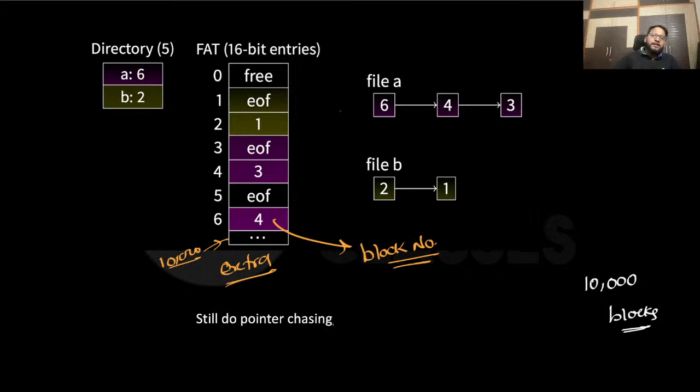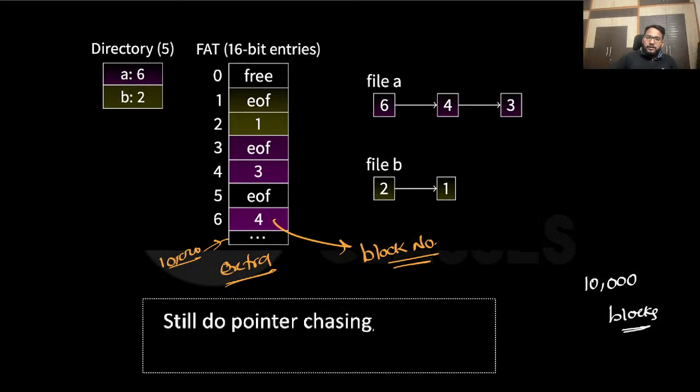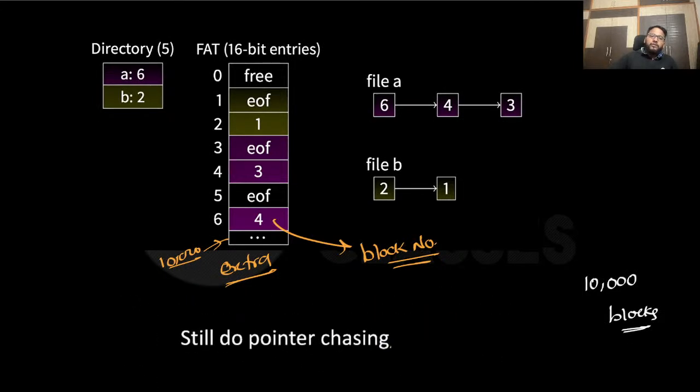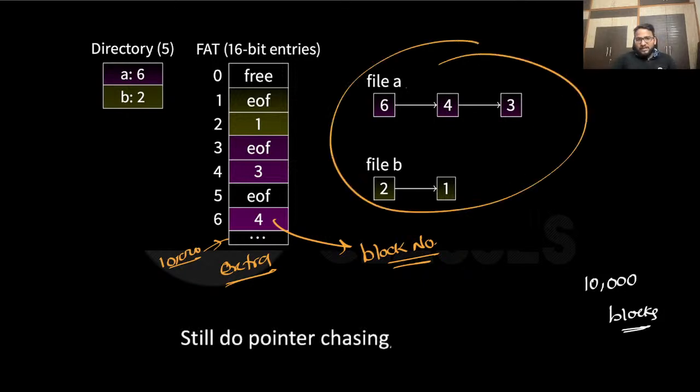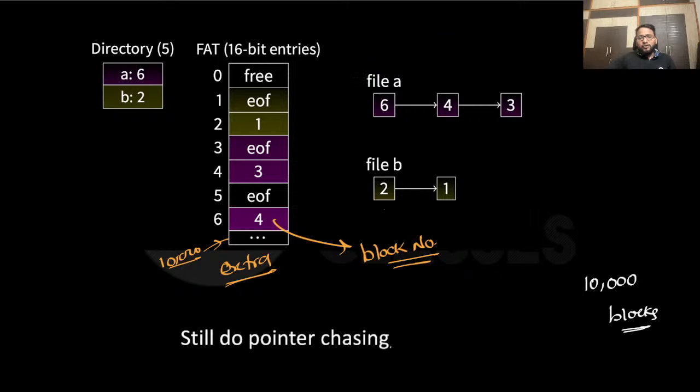Now my question is, what is the benefit of this table? See, it's still doing pointer chasing, right? It is still doing pointer chasing. So what is the benefit of it? Can anyone tell me? See, I was storing as it is, as I used to store earlier. Now I just have an extra table. What is the benefit of this? I'm still chasing the pointers.